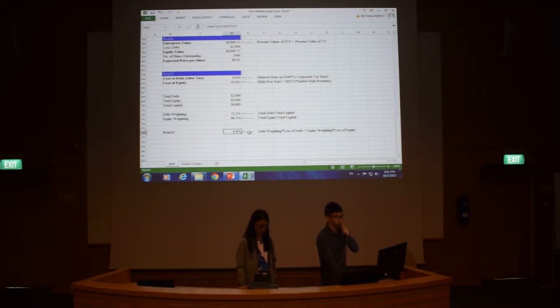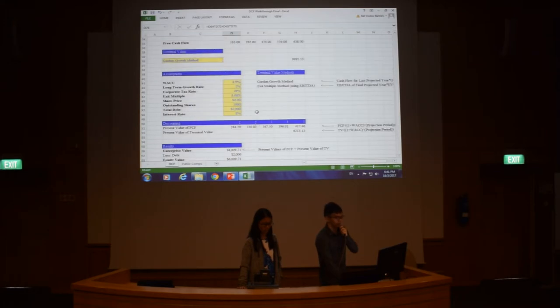So our WACC will just be a weighted average of both of them. It will be the weight of debt times the cost of debt, plus the weight of equity times the cost of equity. And in this case, we get 8.9%. So we have our discount rate.